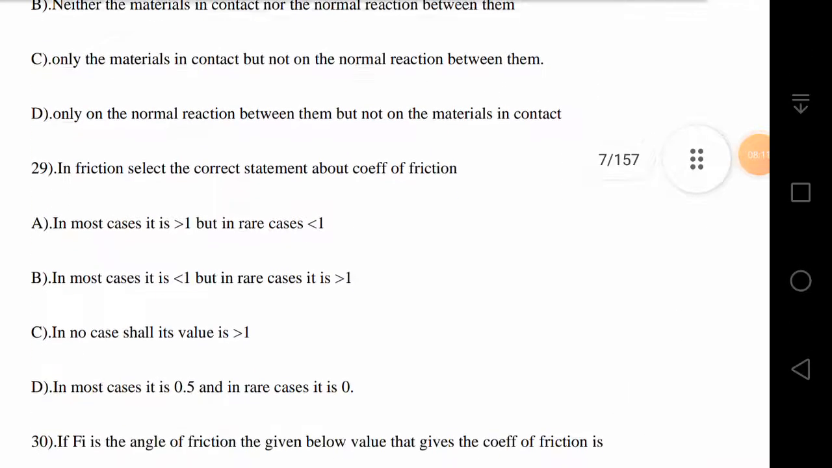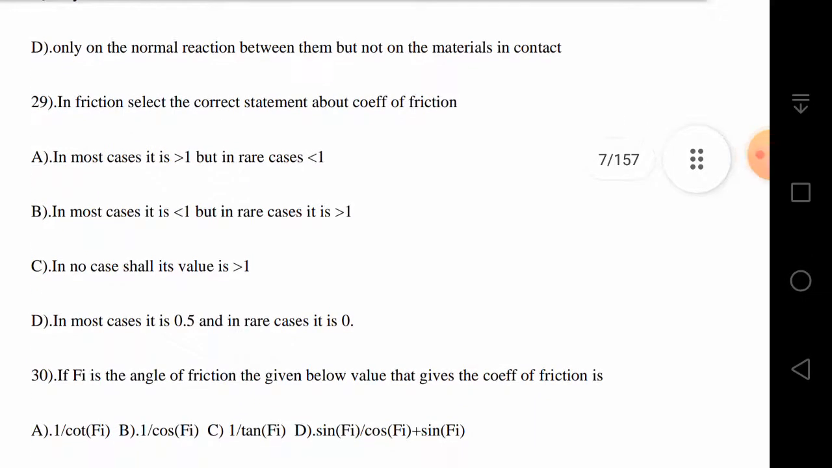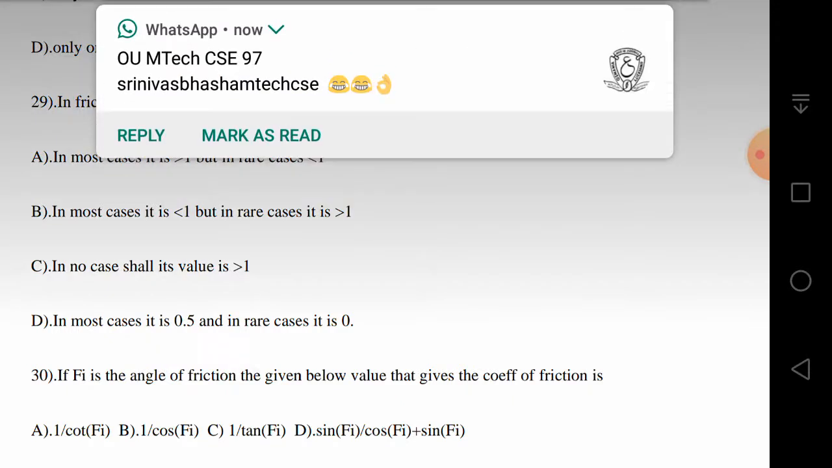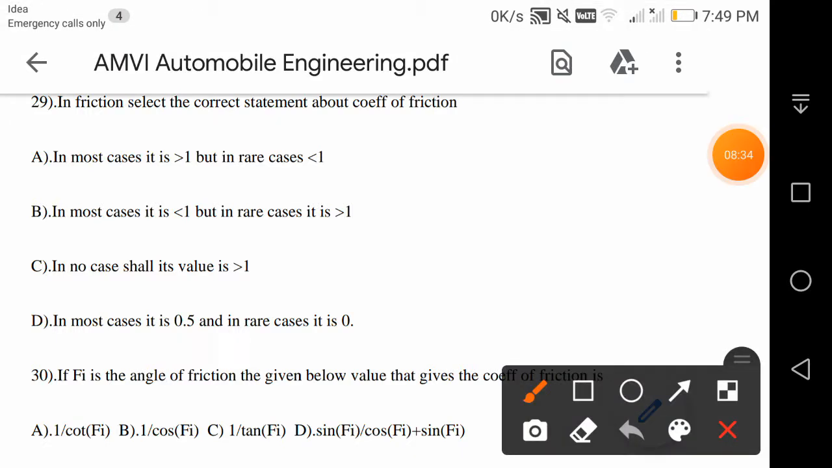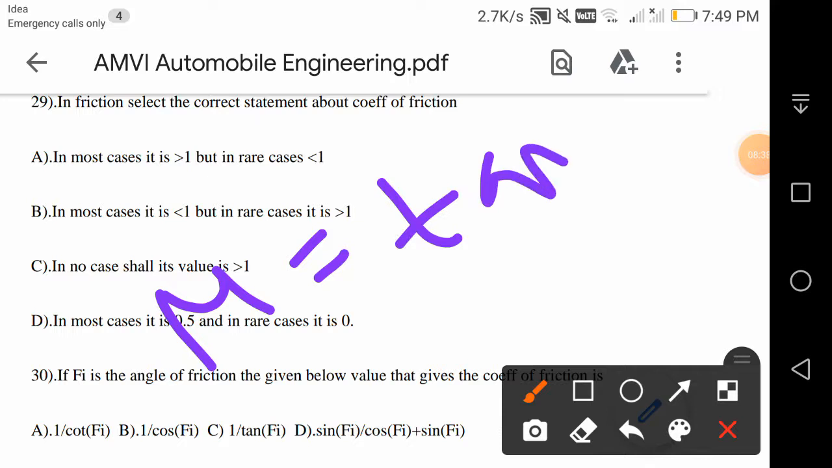Alright. Next question, boys. In friction, select the correct statement about coefficient of friction. You know the relationship between coefficient of friction and angular friction. Coefficient of friction is equal to tan phi, where phi is the angular friction. Let us write down mu is equal to tan phi, where phi is the angular friction and mu is the coefficient of friction.